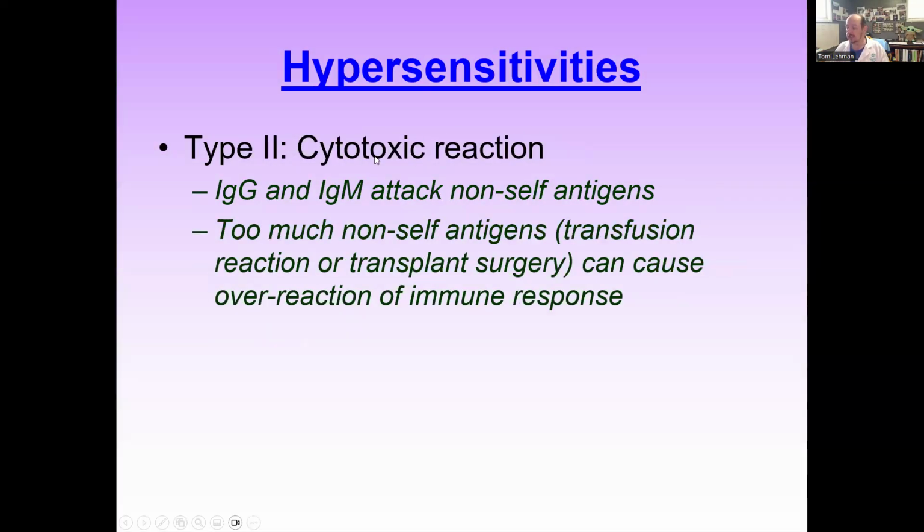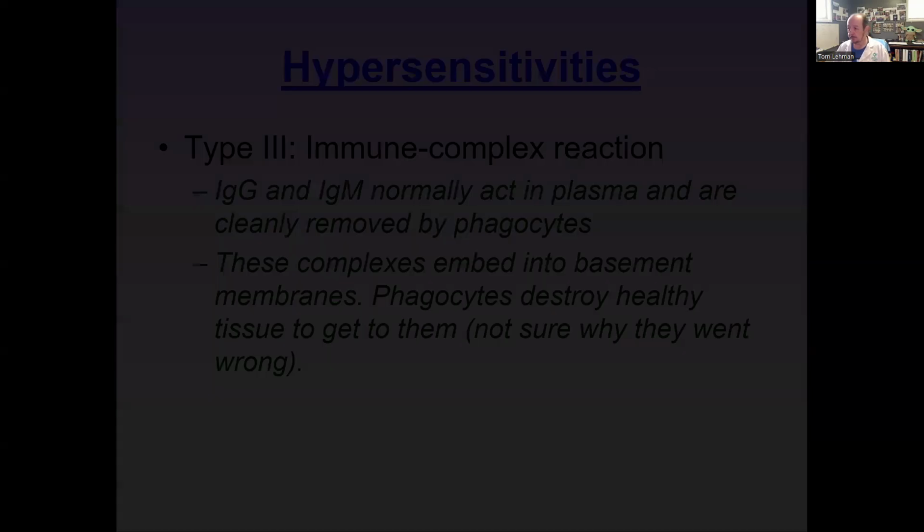Type 2 hypersensitivity is a cytotoxic reaction. Now, this is where your body has essentially a normal reaction to a non-self antigen. But the problem is that you get exposed to too much non-self antigen. So if we have a transfusion reaction, we give you a pint of the wrong type of blood. Now we're giving you several million non-self antigens, and each one of these can be attacked by your normal IgGs, IgMs, and IgEs. And that can cause a massive overreaction, overinflammation.